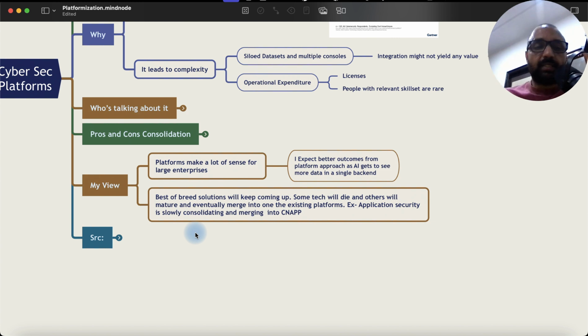Although the other thing is that best-of-breed solutions will always come up. Some tech will die and others will mature and eventually merge into the existing platform. Example, I'm seeing application security slowly consolidating and merging into CNAPP. While there is innovation still happening on the application security side, the mature use case is already getting built by the CNAPP vendors.